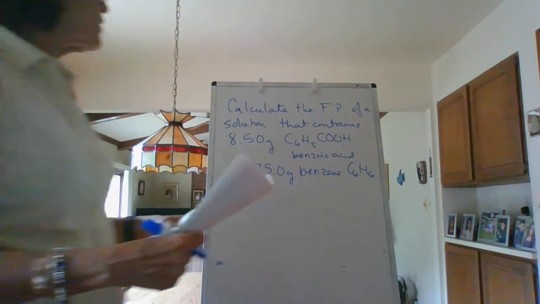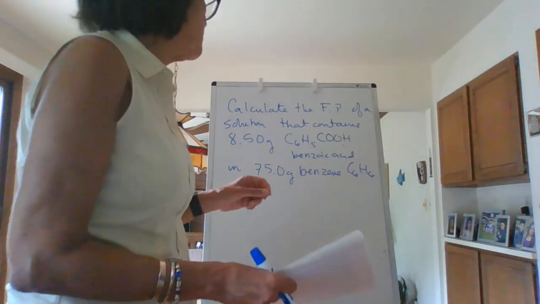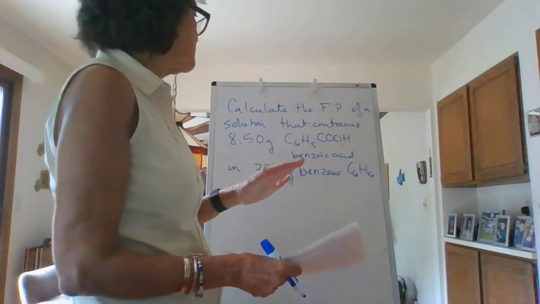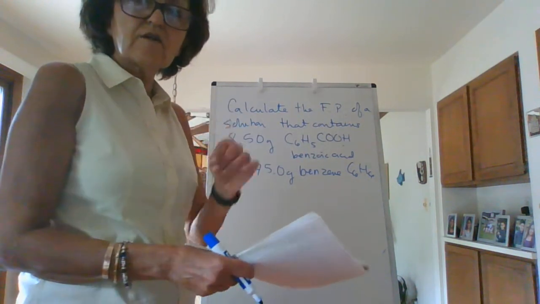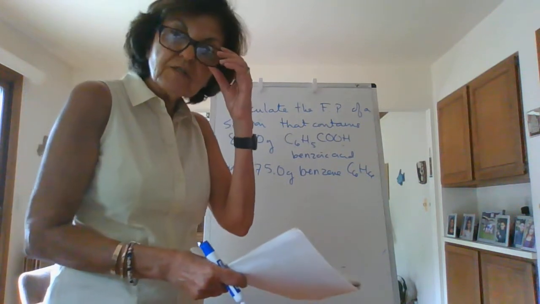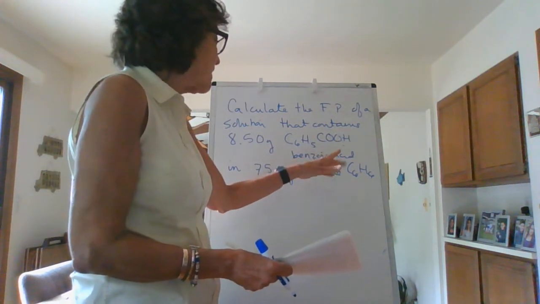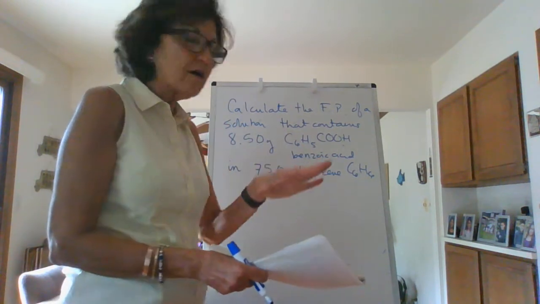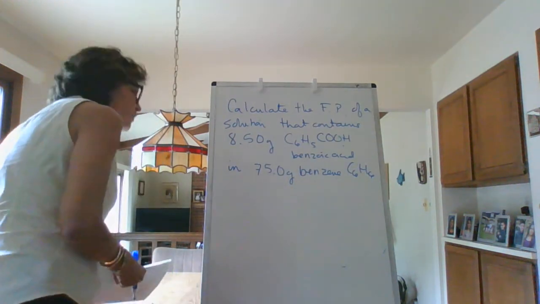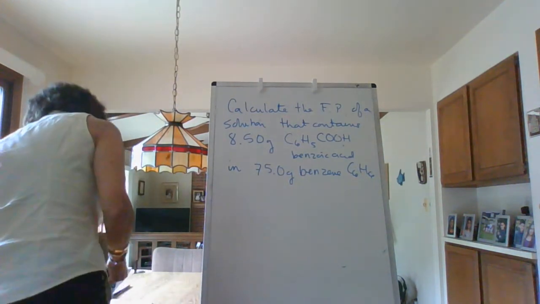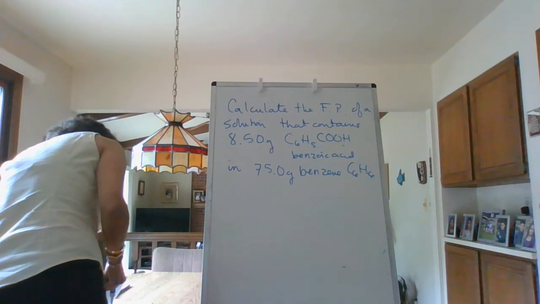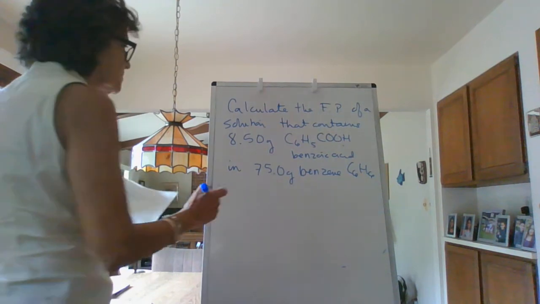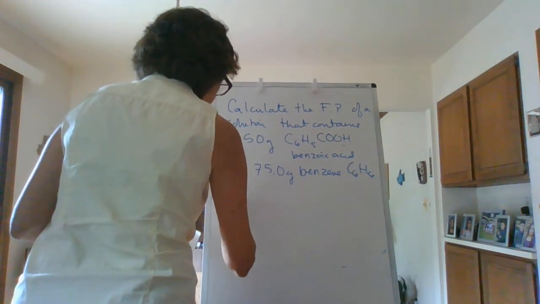All right, so when we're looking up Kf, what do we look up? We look up the Kf of the solvent. Remember, we don't care about the identity of the solute unless it's a non-electrolyte, and the only reason we would care is for the i value. Now, benzoic acid is a non-electrolyte. This is an organic molecule, so we don't have an i value here. Okay, we're going to look up the Kf for benzene. Kf for benzene is 5.065.